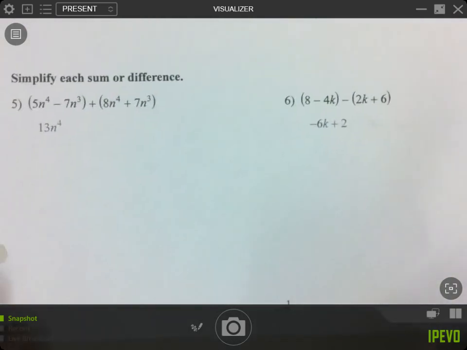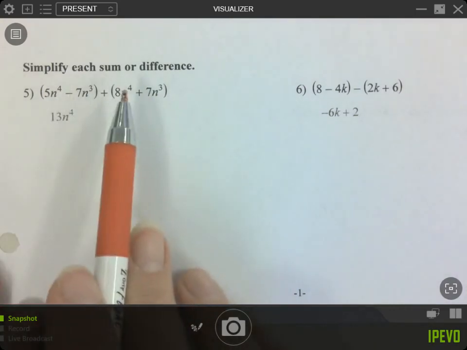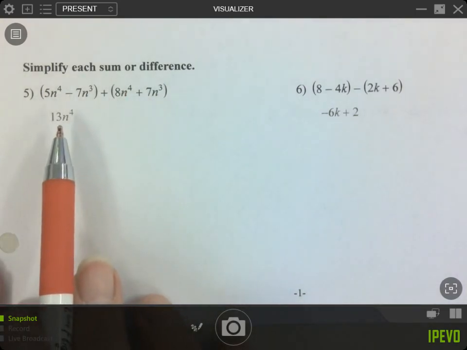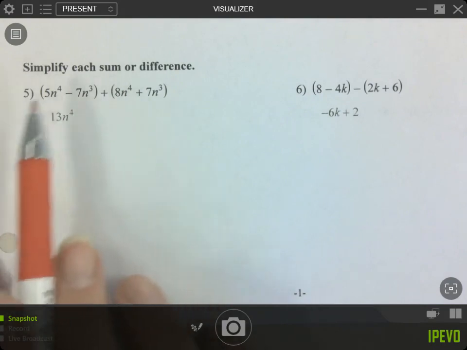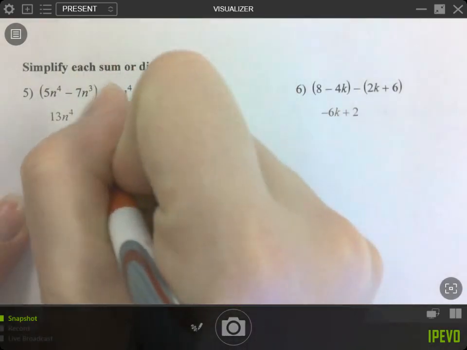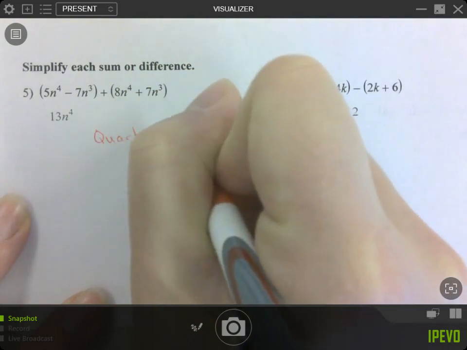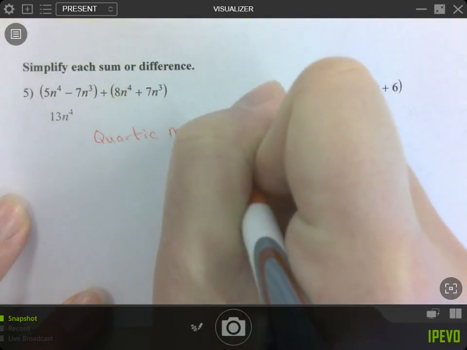All right, down in the bottom, you did not have to name them. If you did, that's okay. But you had to add. So we're not multiplying, we're just adding. Final answer was 13 n to the 4th. So if you wanted to name it, that would be a quartic monomial. I'm just going to write that down. But again, that wasn't something you had to do, but it's good practice. And then you start memorizing these a little bit better.